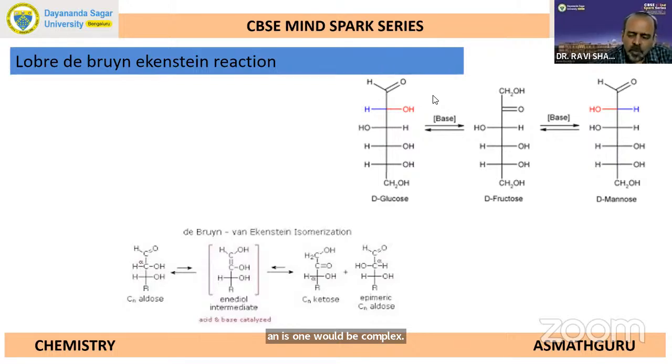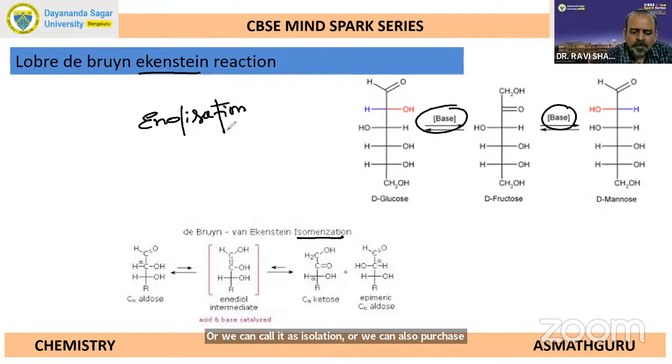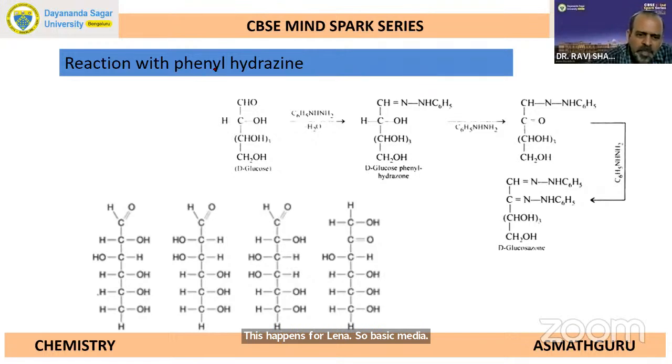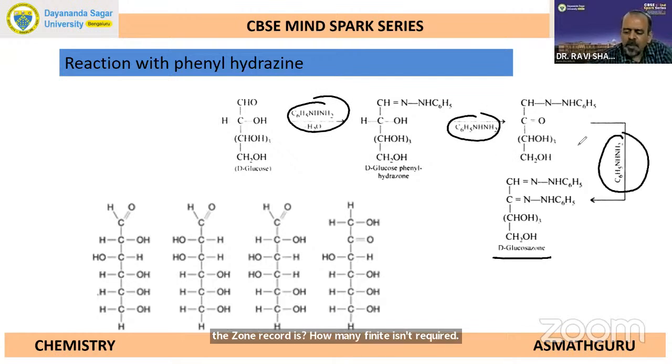And remember, glucose, fructose, and mannose can isomerize with each other. They are isomers. They can be interconverted in the presence of a basic medium, which we call Lobry de Bruyn-Alberda van Ekenstein rearrangement, or we can call it isomerization, or enolization. This happens only in a basic medium. And glucose can react with phenylhydrazine to form osazone. How many phenylhydrazine are required? 1, sir, 2, and here 3. So we require 3 molecules of phenylhydrazine.